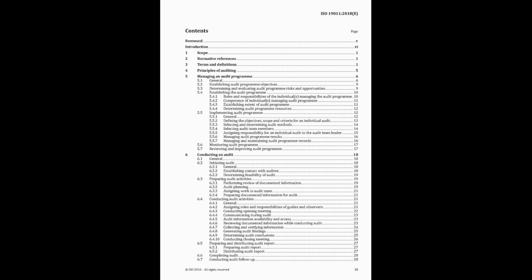Okay, so let's say the audit gets the green light. We've established contact, determined it's doable. What's next? Prep time. Clause 6.3, preparing audit activities. And we kick things off with a good old-fashioned review of documented information. That's 6.3.1. Homework time. Before the actual audit, whether it's on-site or remote, got to do our research.